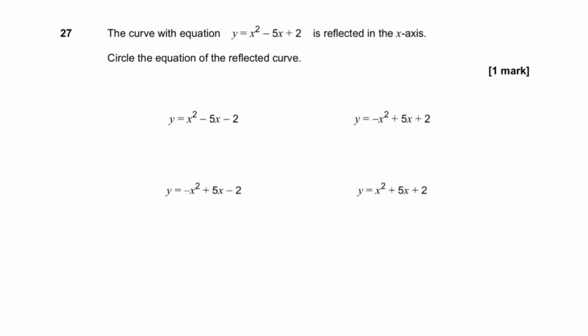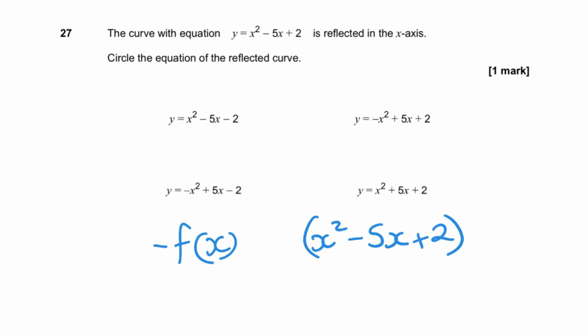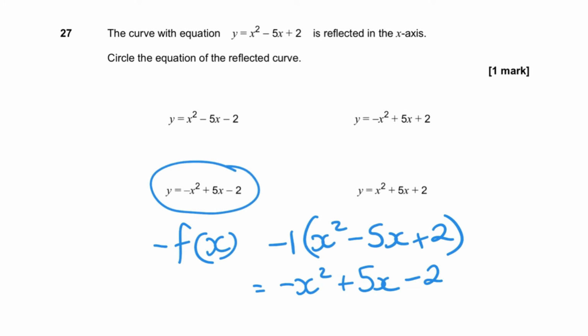So our next question says, the curve with equation y equals x squared minus 5x plus 2 is reflected in the x-axis. Circle the equation of the reflected curve. So we know from the key points video that when we reflect in the x-axis, the function has been times by -1, so we've got minus f(x). Here the function is x squared minus 5x plus 2, so we need to times all of that by -1. That gives us minus x squared plus 5x minus 2, making this the equation that we're looking for.